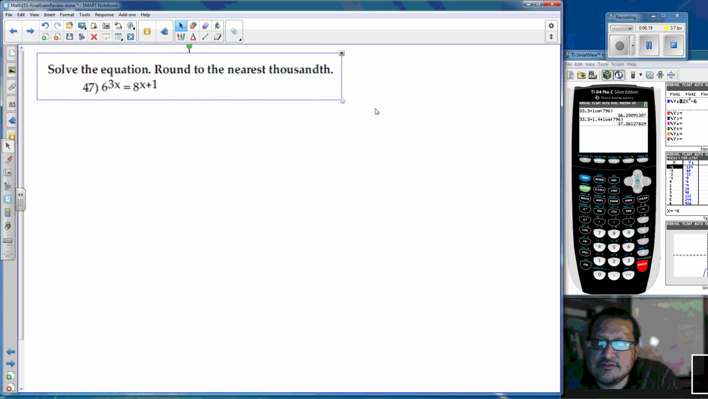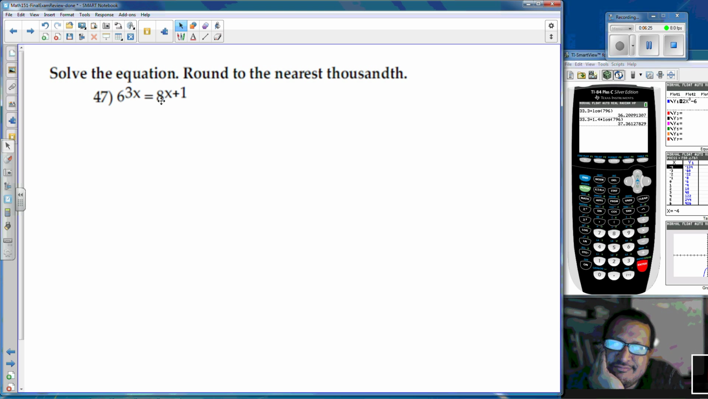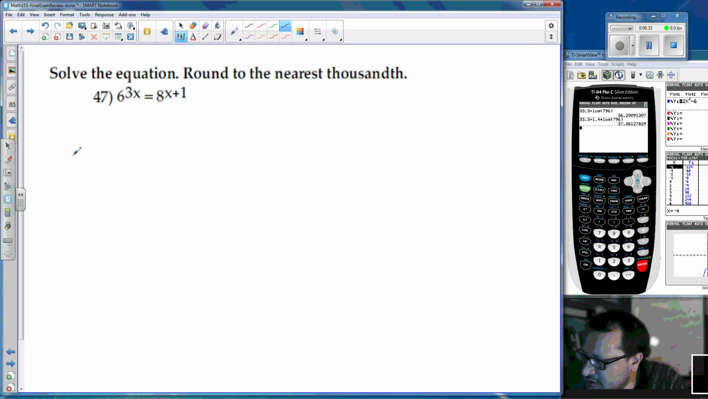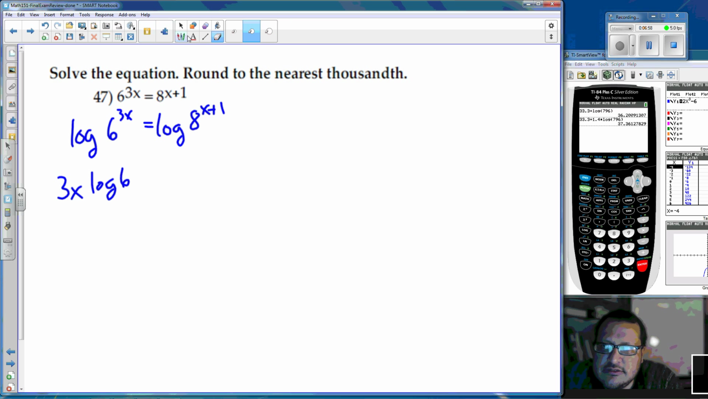Solve this equation. Now, do we have a common base here? No, we don't. So we're going to have to take logs right away. Actually, the answer sheet just has the answer. I'm going to do it both ways just to prove the point here. So over here, I'm going to take the log of 6 to the 3x equals log 8 to the x plus 1. The 3x comes out in front, and then this becomes x minus 1.